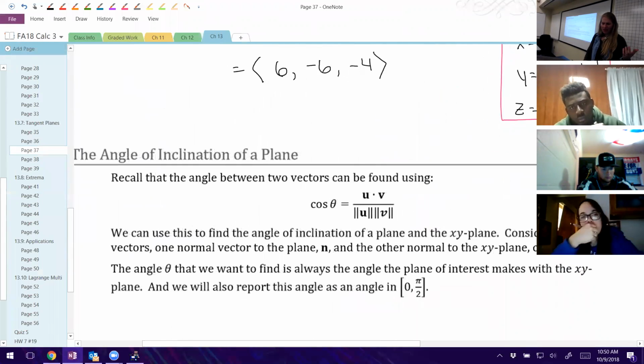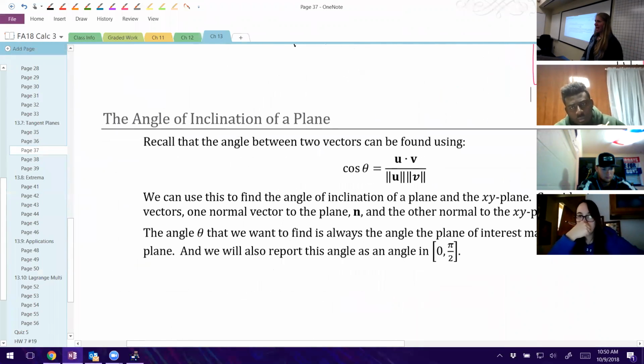Back in chapter 11, I believe, early on in the semester, we talked about finding the angle between two vectors, and we had this formula. So let's just copy from chapter 11. We talked about the dot product. We went through and used it a few times here. We're going to use it again.